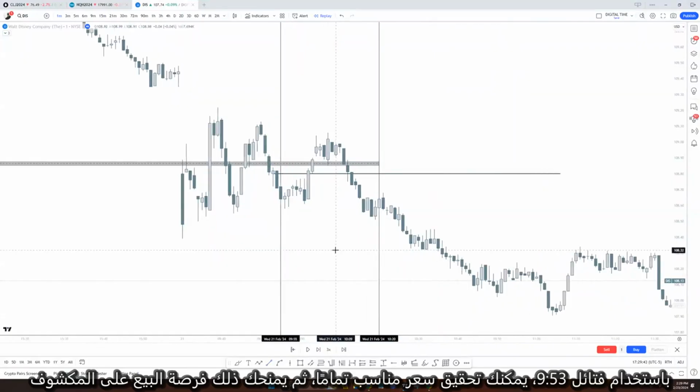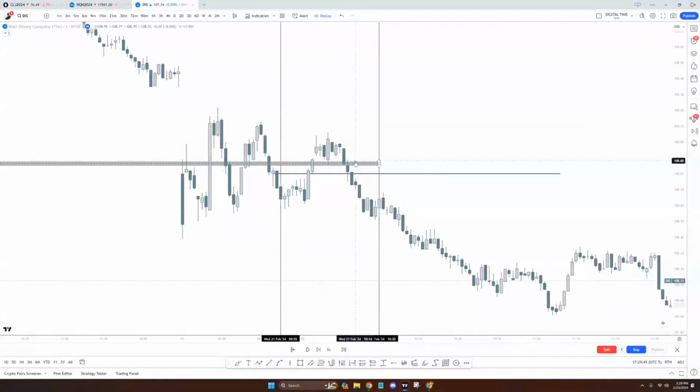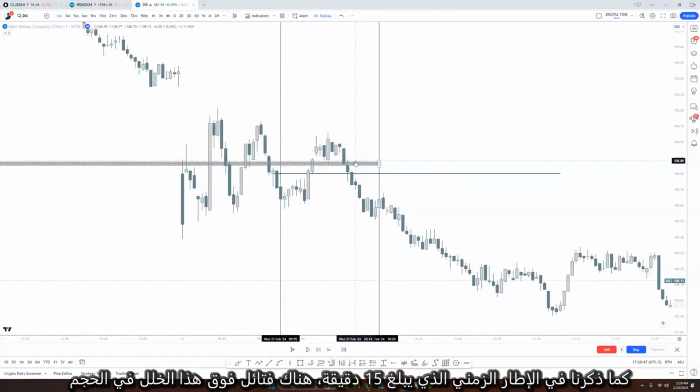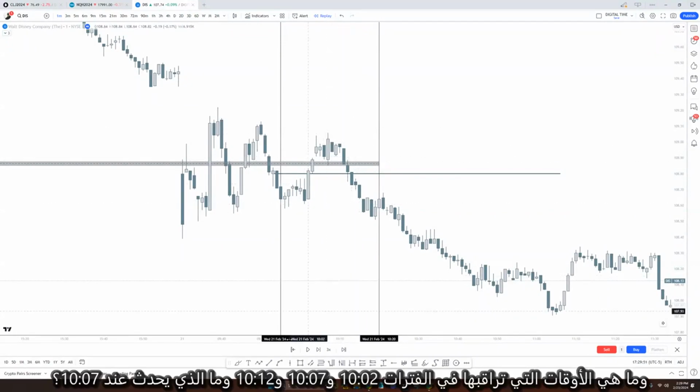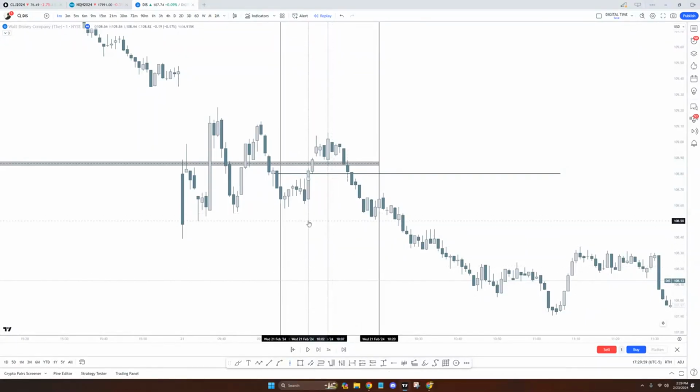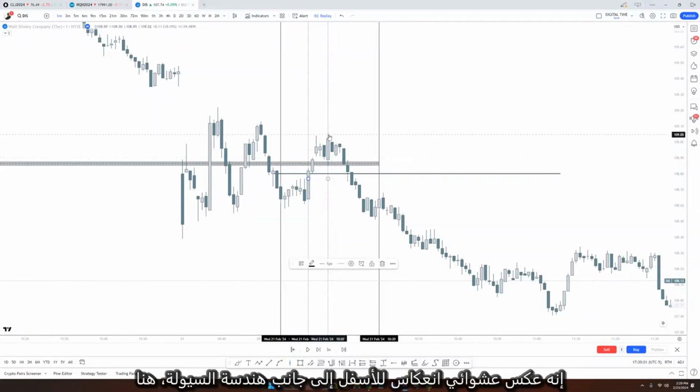Price then gives you what? An opportunity to short. As mentioned, 15-minute time frame. There's wicks above that volume imbalance. And what times are you watching for the inner intervals? 10:02, 10:07, and 10:12. What happens at 10:07? Random reversal. Back down to sell side, the engineered sell side here.